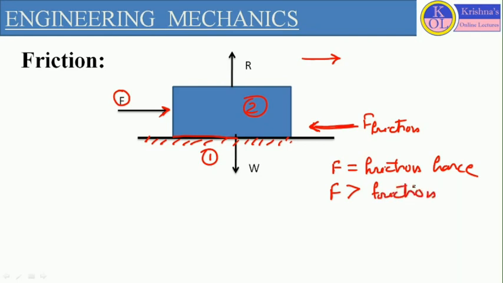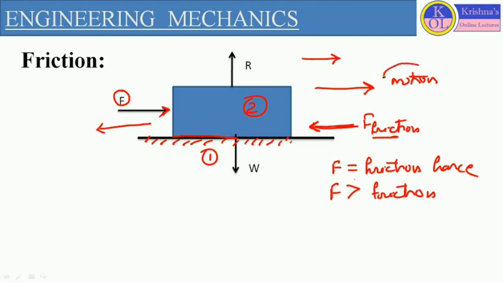If the friction force is less than the applied force, in that case only this body will move in the direction of external load or in this direction of motion. When this friction force is equal to the applied force, in that case this body will be in a stable condition. But when this friction force is greater than the applied force, the body will move in the opposite direction. So wherever force is more, in that direction only the body will move.